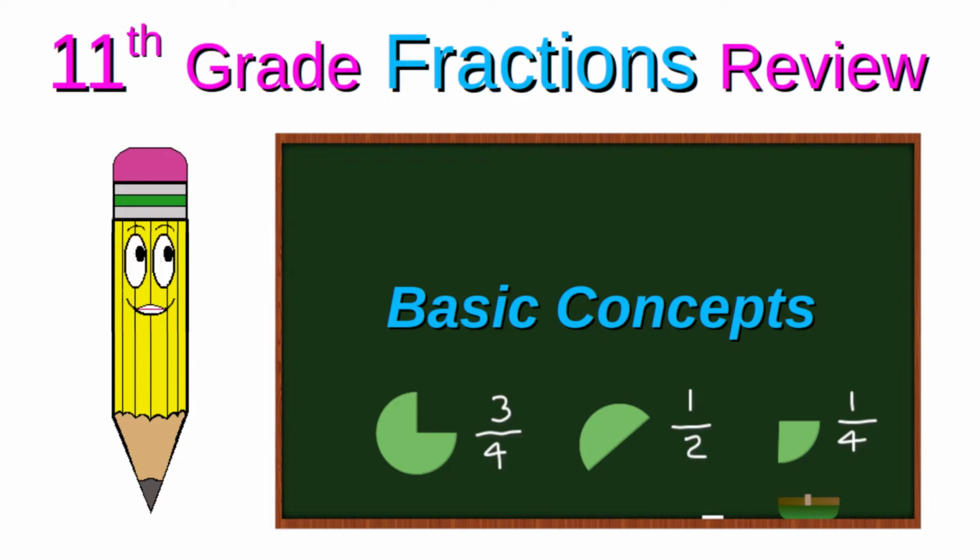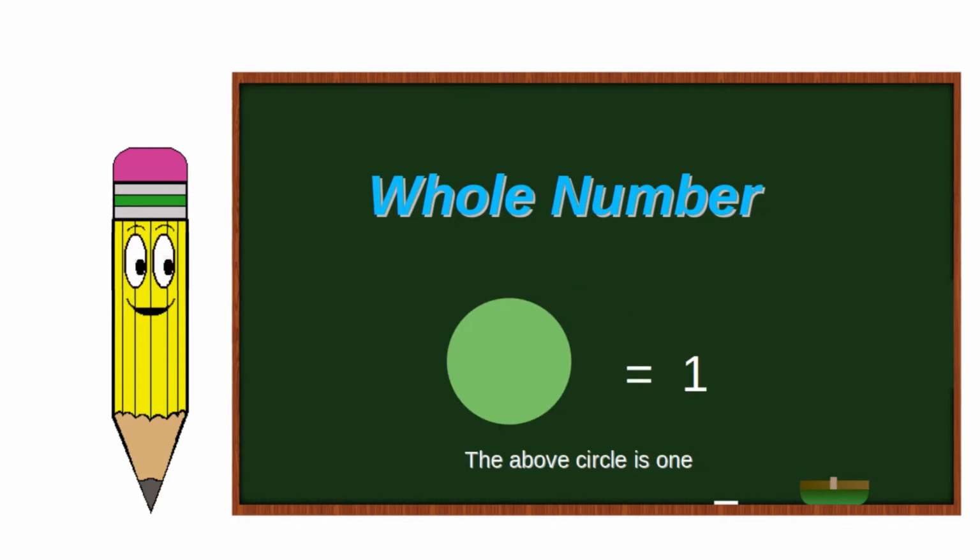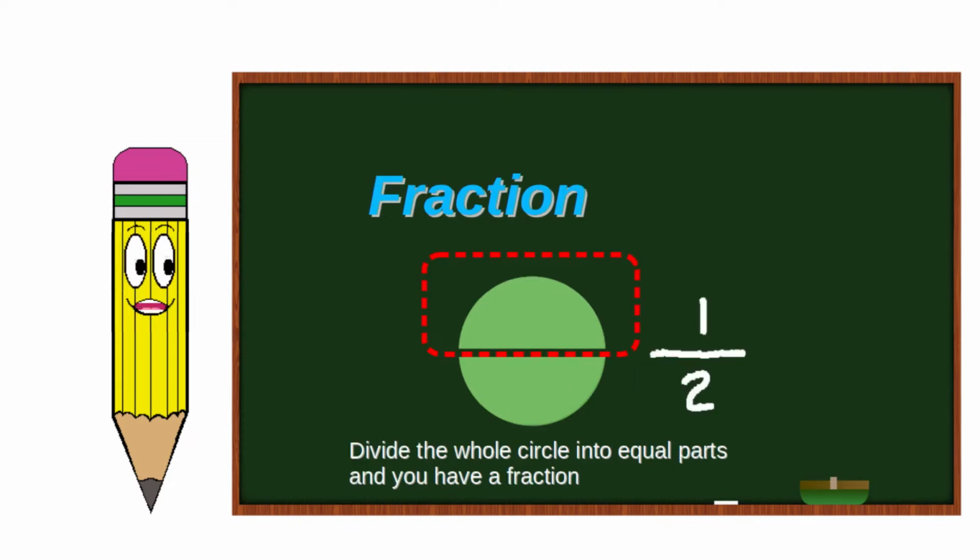11th grade fractions review. Basic concept. Whole number. A whole number is a complete unit. The above circle is 1. Divide the whole circle into equal parts and you have a fraction.